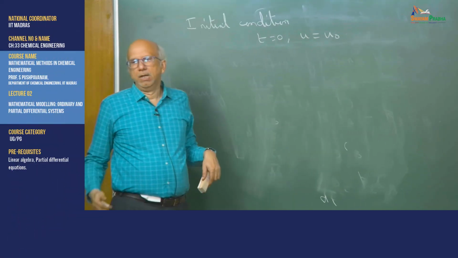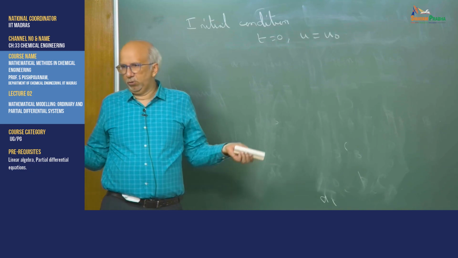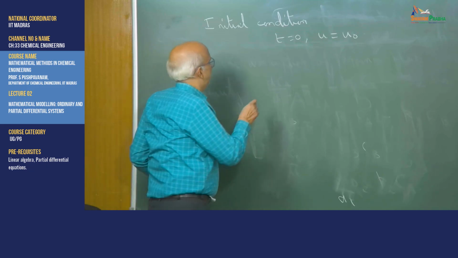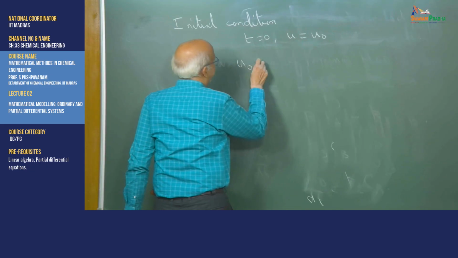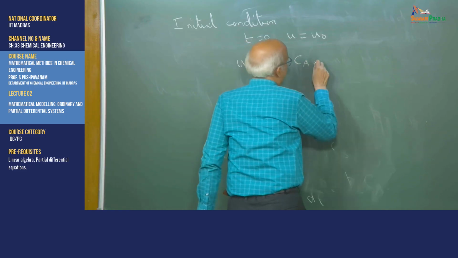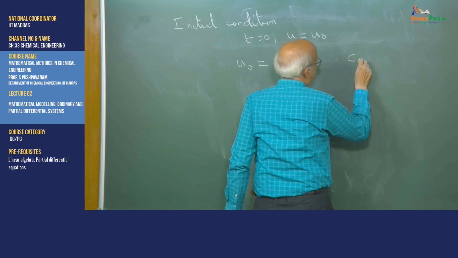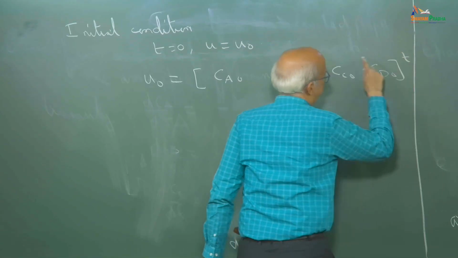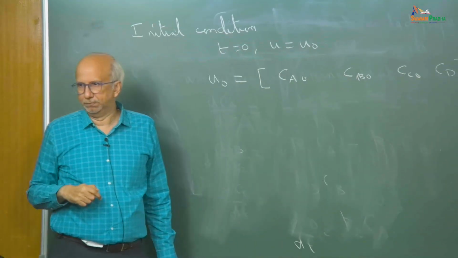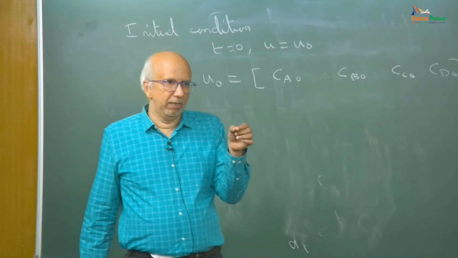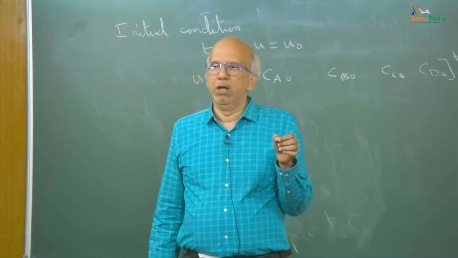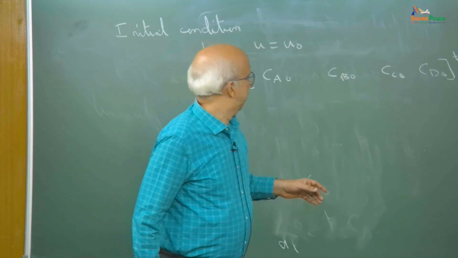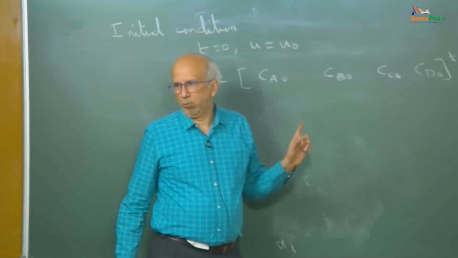Okay. Basically, at the beginning of the experiment, when you are loading your reactor, you possibly load it with A. So what is U naught? U naught is a vector again, which has 4 things: CA naught, CB naught, CC naught, CD naught, transpose. I am not writing it as a column, I am writing it as a row. So at the beginning of your reaction, what is the concentration of all the chemicals present? Most probably these will be 0, only A will be there.